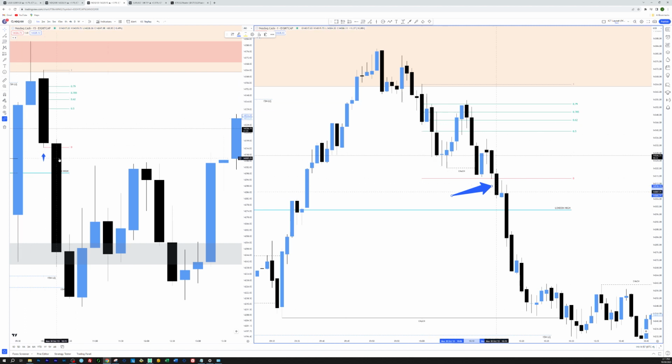Then I began to hunt, to look for an entry on the next 15-minute, which at that point I moved down to my lower time frame. I'm actually on the 1 minute here. This is that 15-minute candle that's starting to form, and then it took off from there. The train at this point has already left the station.